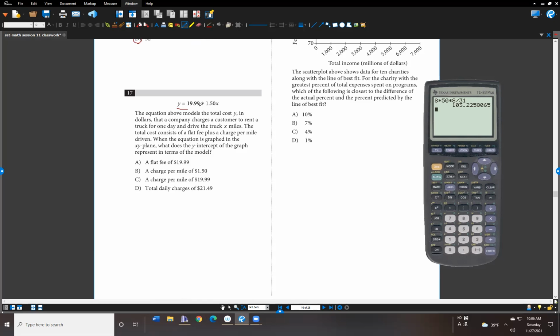Number 17, we have a linear equation. This is the y-intercept, the initial value. This is the slope, which is the rate. It depends on the value of x. Okay, all right.